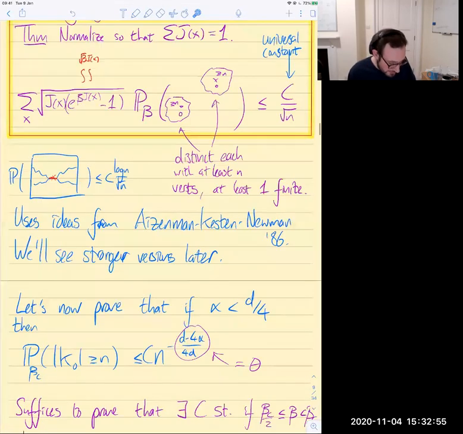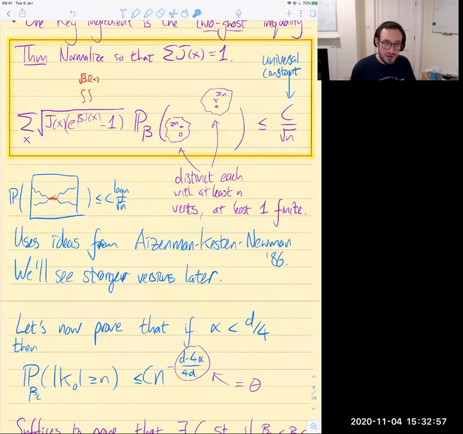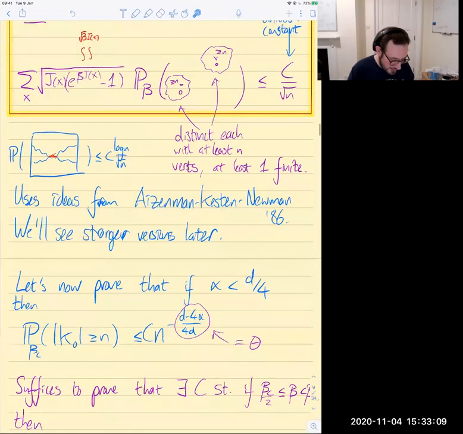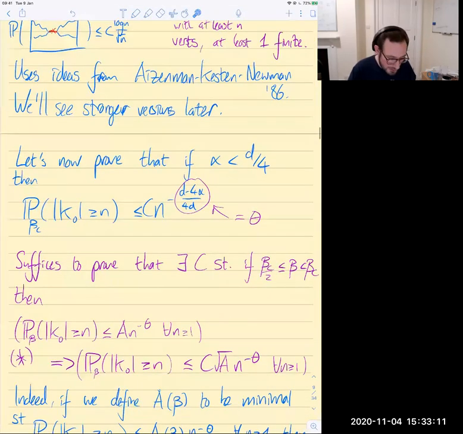Okay, so what I want to do now is show you how we can use just this bound as I've written it here, and we'll come back to stronger versions of this later on. Let's see how we can use just this bound to prove a weaker version of my theorem, where I'm going to have this stronger requirement on alpha, that it's smaller than d over 4 instead of smaller than d, and the exponent that I get is not as good.